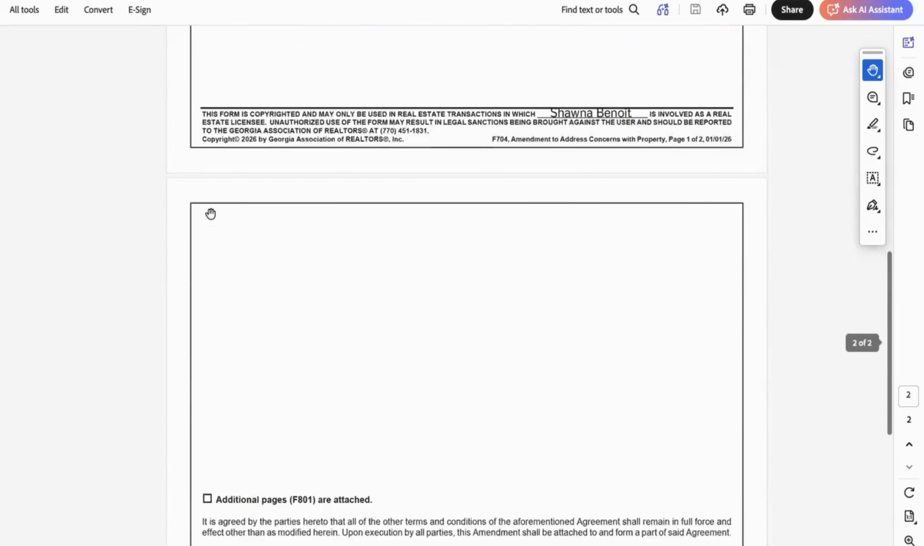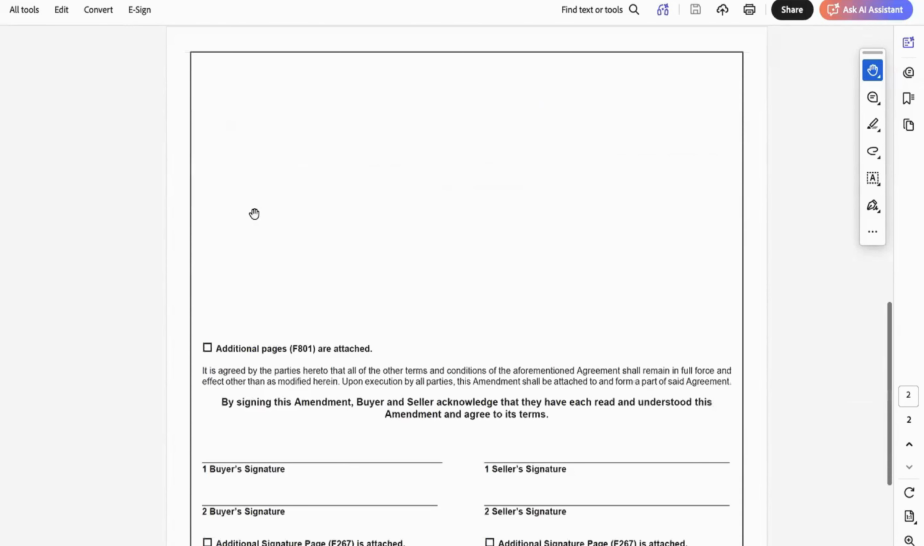Page 2, additional pages. Additional pages, F801, are attached if there are many repairs or detailed scope of work. Agents attach the GAR F801 additional provisions. Example, contractor specifications, timelines, inspection reports.